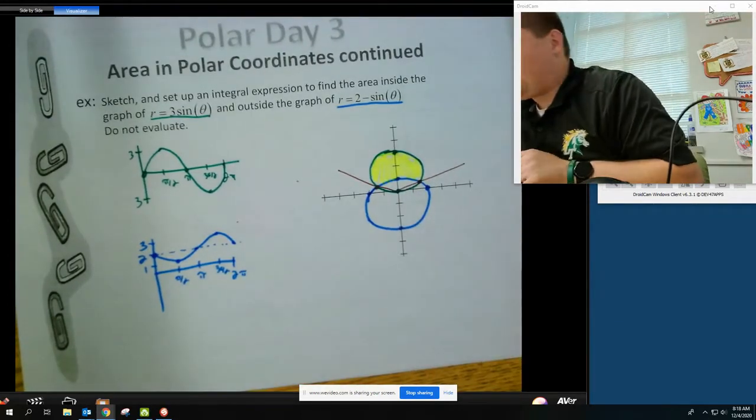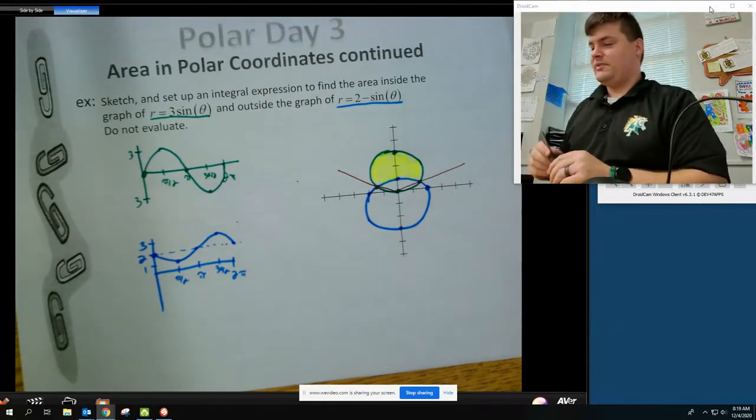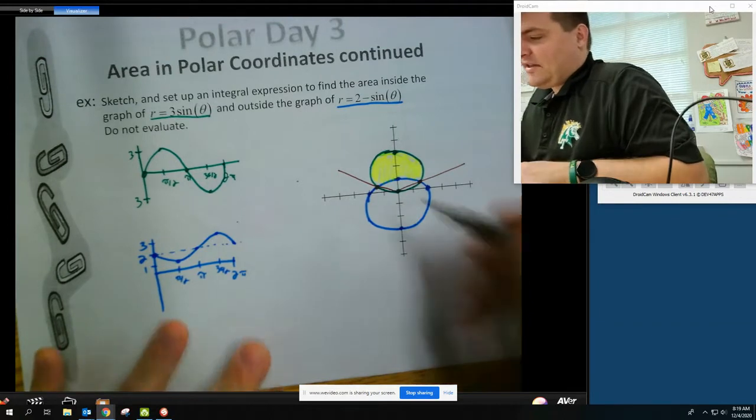There's no weird intersections here. I'll come across that in the next example, so don't have to worry about that too much. What I do need to find is these intersections right here.